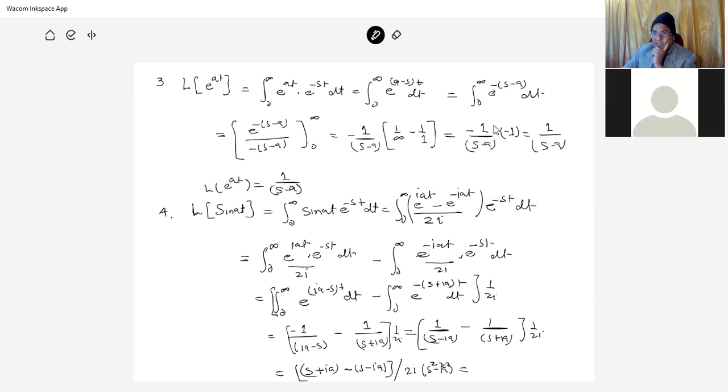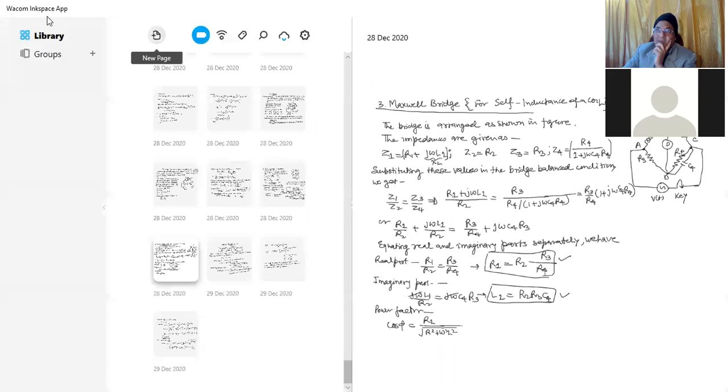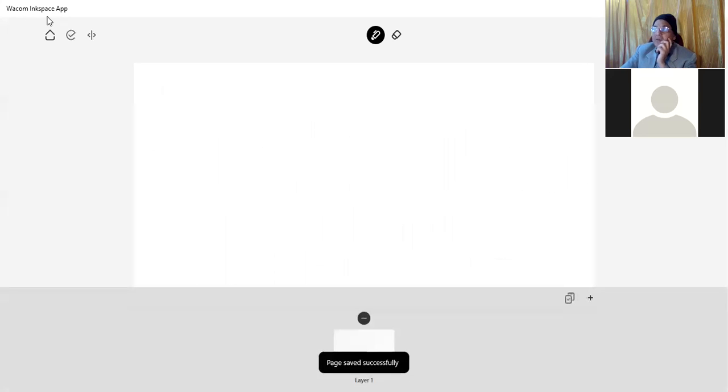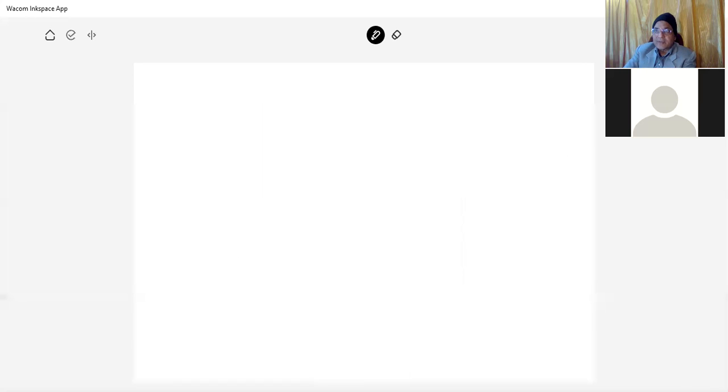So the minus and plus cancel, minus minus plus, giving 2ia upon 2i (s square plus a square). So 2i cancels, that is L of sine at is equal to a upon s square plus a square.